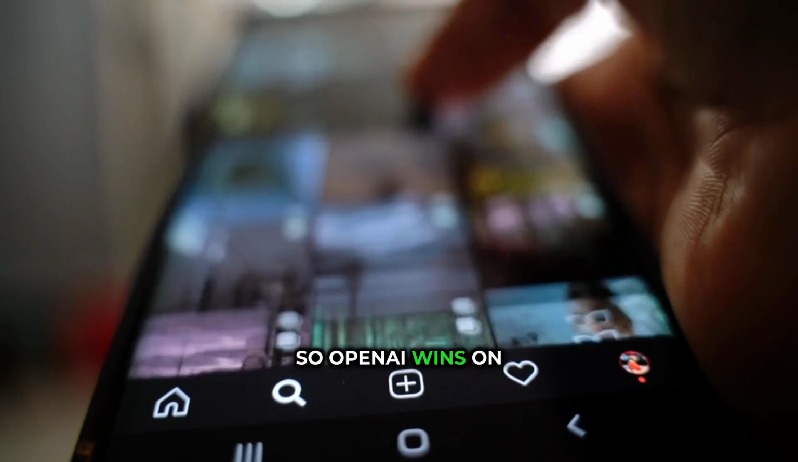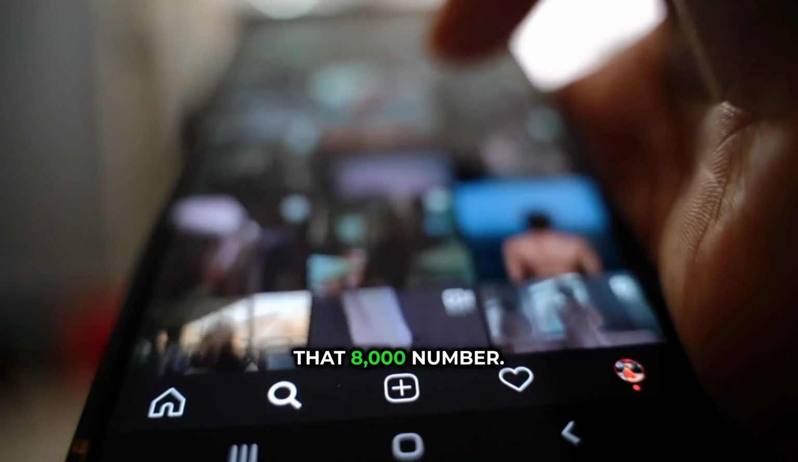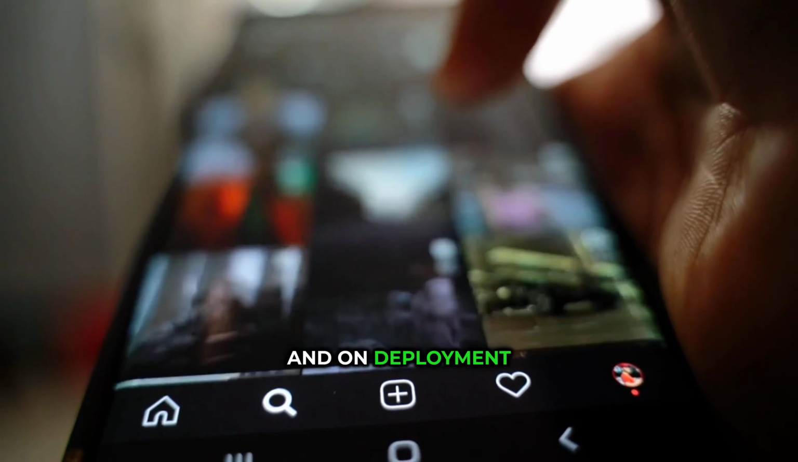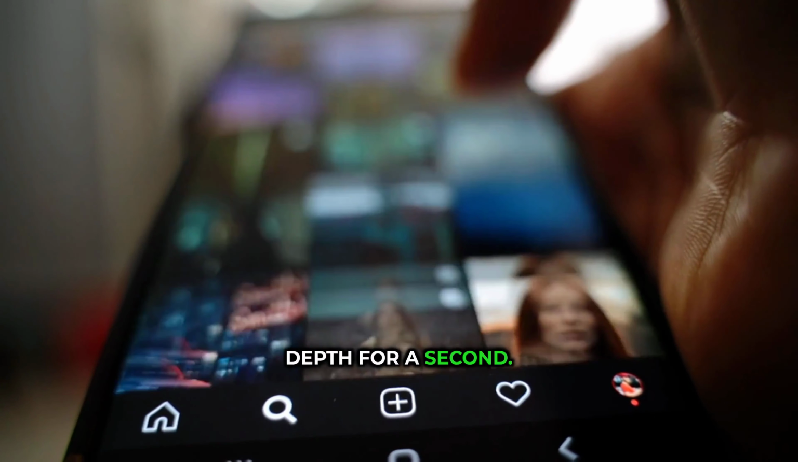So OpenAI wins on the breadth of apps, that 8,000 number, and on deployment since it's shareable. But let's look at depth for a second. What do you mean by depth?